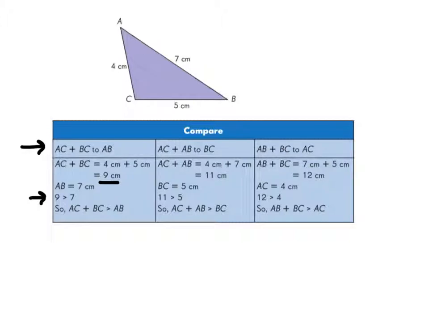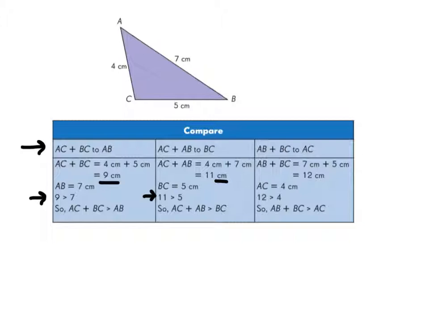Let's compare two different lines. AC plus AB. 4 centimeters plus 7 centimeters equals 11 centimeters, which is definitely greater than 5 centimeters, the length of side BC. 11 is greater than 5, so AC plus AB is greater than BC. Our rule is holding up so far.